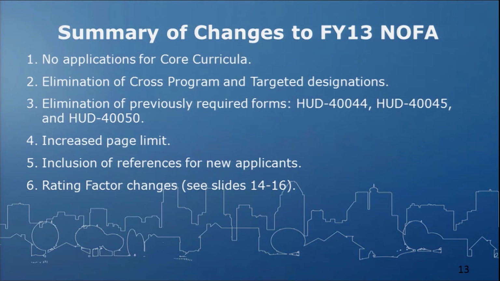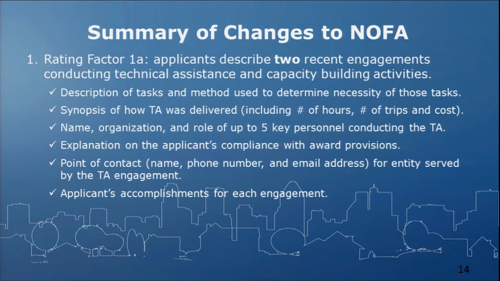For rating factor 1A, in the past, the experience matrix with a shorter narrative was used to evaluate this sub-factor. For the 2013 NOFA, HUD is interested in getting a clearer snapshot of performance capability and is asking each applicant to describe 2 TA engagements conducted within the past 18 months. The summary must include task descriptions and methods used to determine the necessity of those tasks, a synopsis of the TA delivery, including details of number of hours spent, number of trips taken, and associated costs.